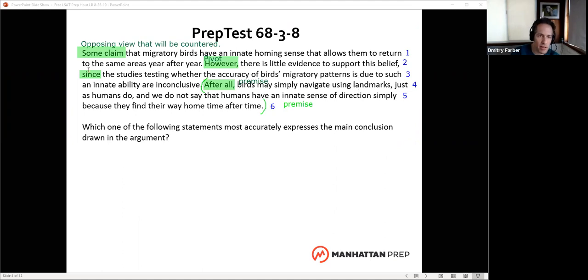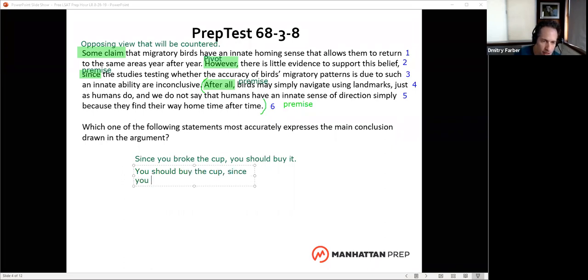It's another premise indicator. And that one can be used more than one direction, right? I can say, well, I wrote since over since. That's very helpful. Let's try that again. Premise. So I can read that more than one way. I could say, since you broke the cup, you should buy it. Or you should buy the cup since you broke it. The order actually doesn't make any difference.